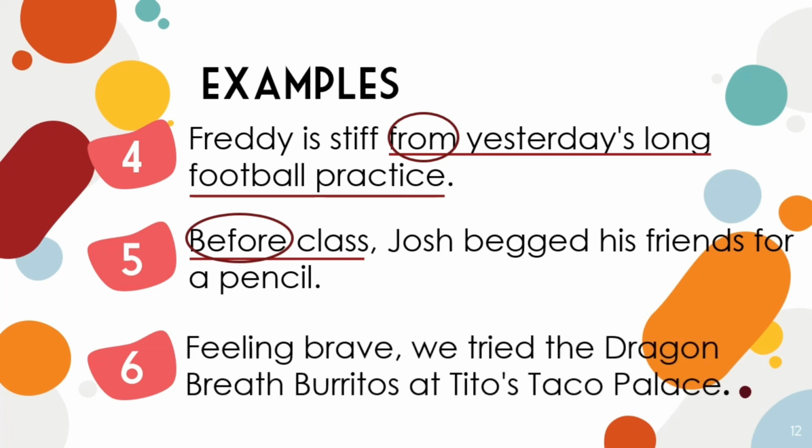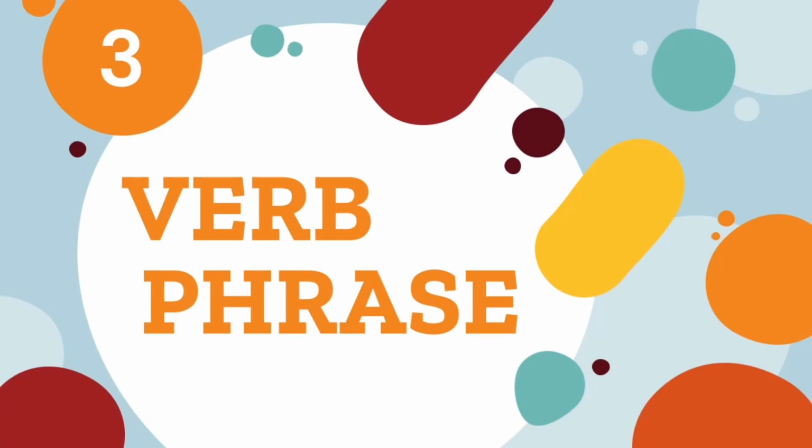And for the last example: Feeling brave, we tried the dragon bread burritos at Tito's Taco Palace. Where did they eat dragon bread burritos? At Tito's Taco Palace. So it means at Tito's Taco Palace is our prepositional phrase. Now that we are done with prepositional phrase, let's proceed to verb phrase. This is the easiest phrase, so sit back, relax, and listen carefully.